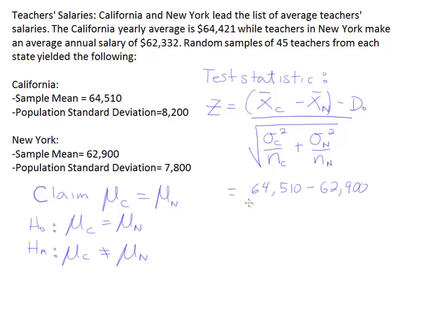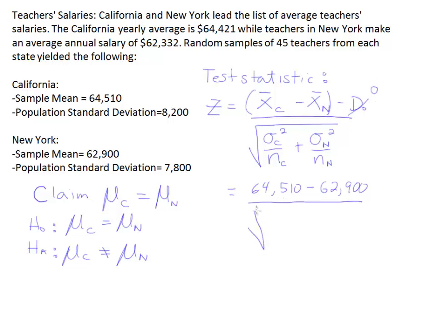Now, that value is almost always 0. It's very unusual in elementary stats classes for them to give you a stated difference, but if they did, it would be something stated in the claim. It would say something like, test the claim that teachers in California make on average $5,000 more than teachers in New York. Something like that, where we'd have a difference stated in the claim. We don't have anything like that here, so we're just going to assume it's 0. So this number we can cross out and just make it 0 in this case.